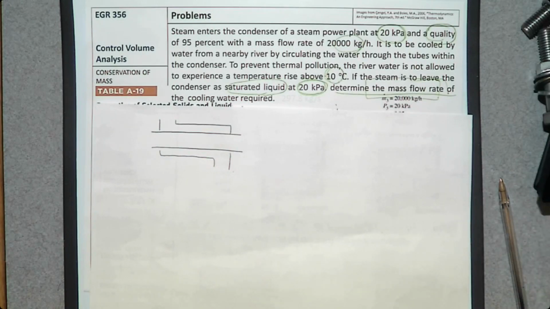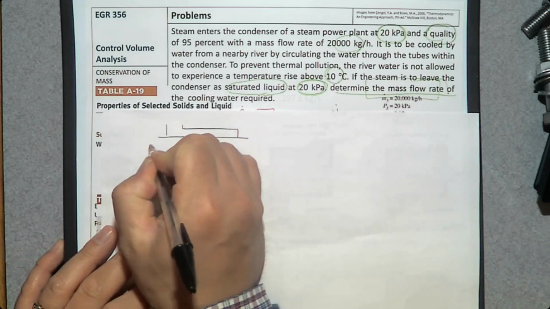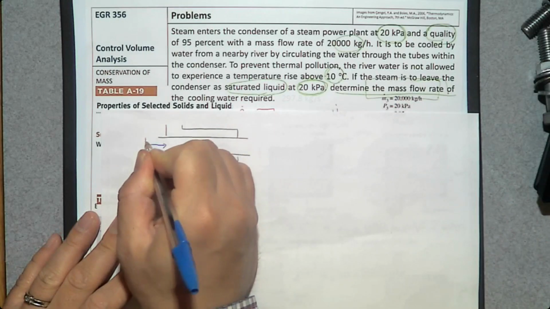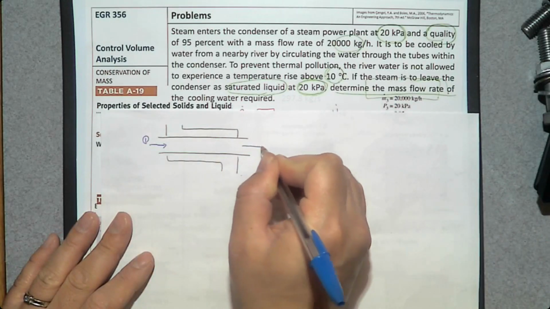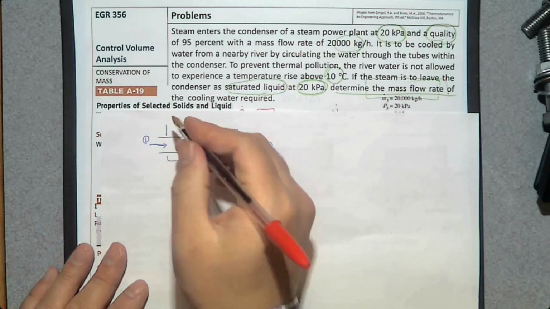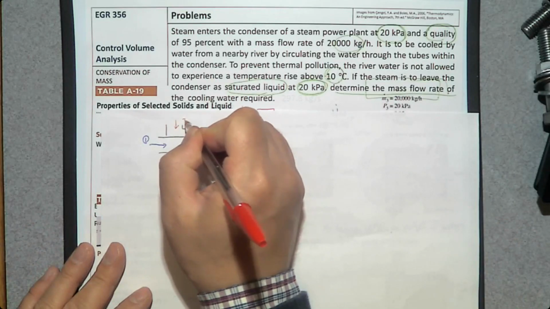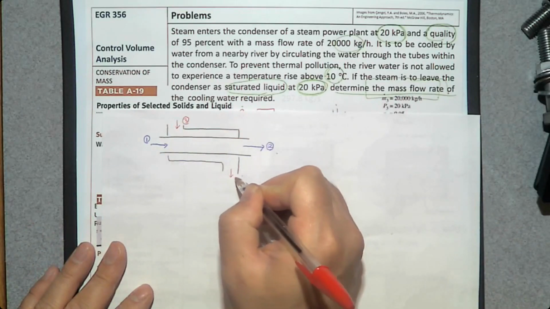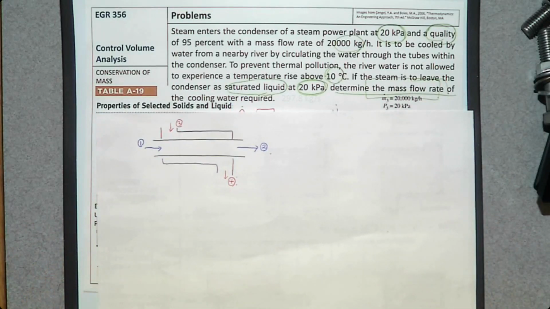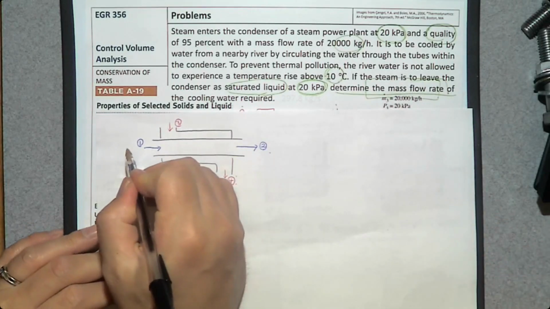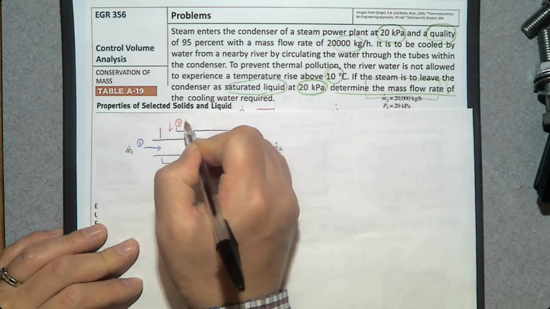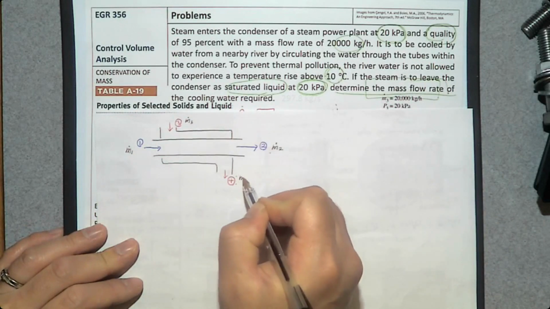to analyze thermodynamically. So this is the inlet of the cooling water. I'm going to say number 1, and here is the exit of the cooling water, number 2, and the inlet of this steam is going to be number 3. The exit of the steam is number 4. So we have mass flow rate m dot 1, m dot 2, m dot 3, and m dot 4.